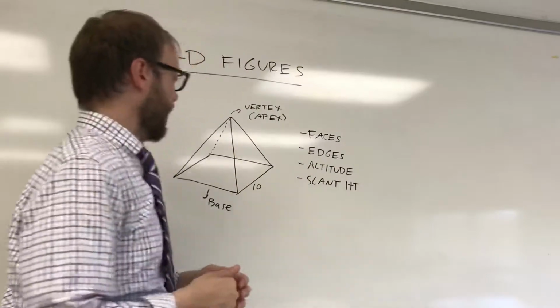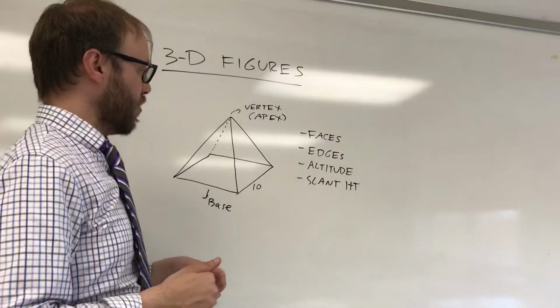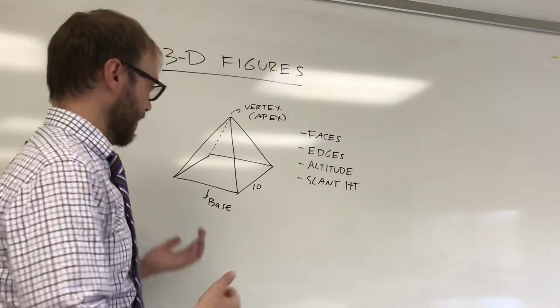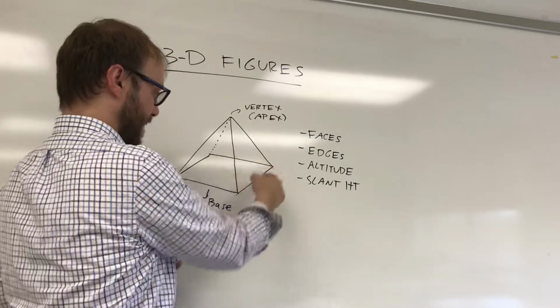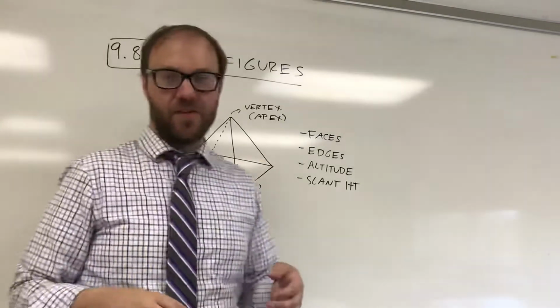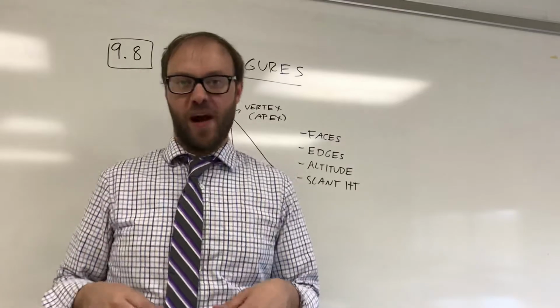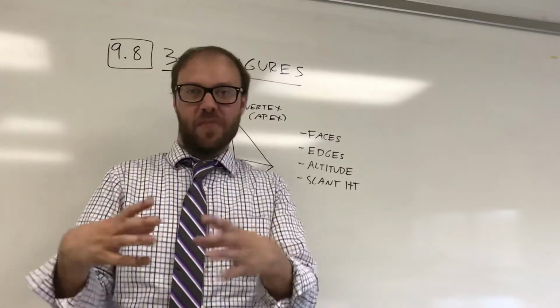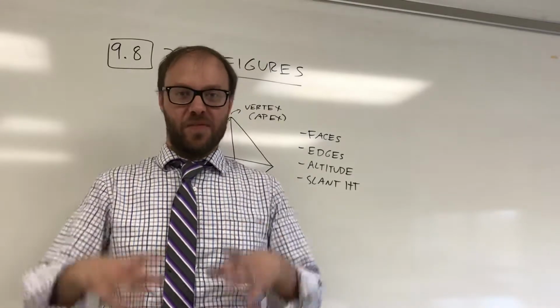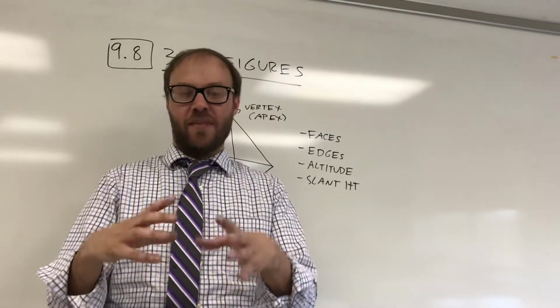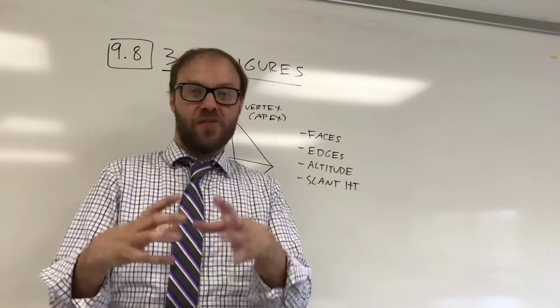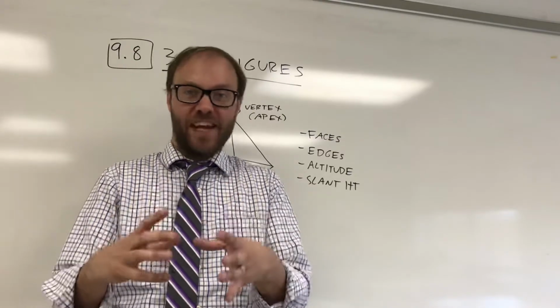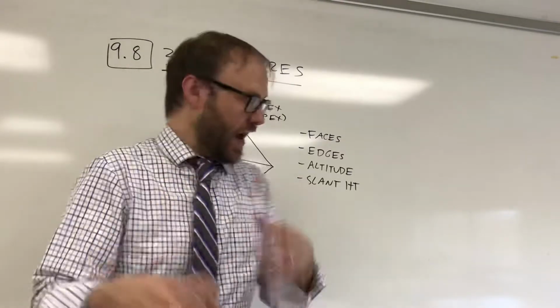So we're going to be working a little bit with pyramids, and we'll talk more about what pyramids are in the future, but basically pyramids have a base shape, and they're named after the base shape. So the base of this pyramid is a square. We would call this a square pyramid. If it was a pentagon base, you could call it a pentagonal pyramid. If it was a triangle base, you could call it a triangular pyramid.